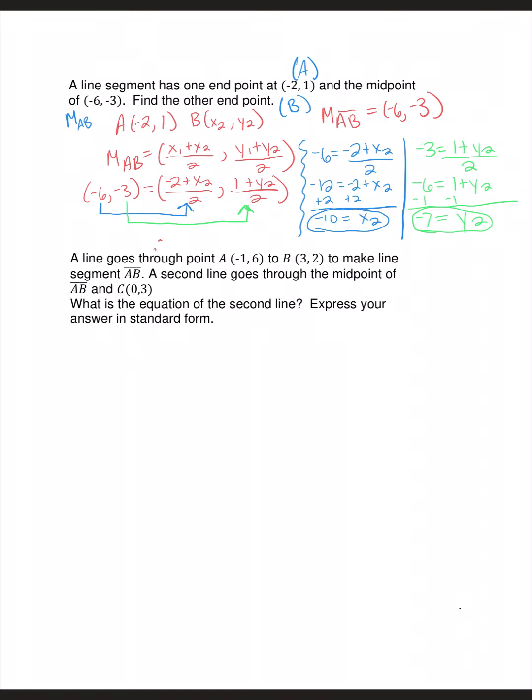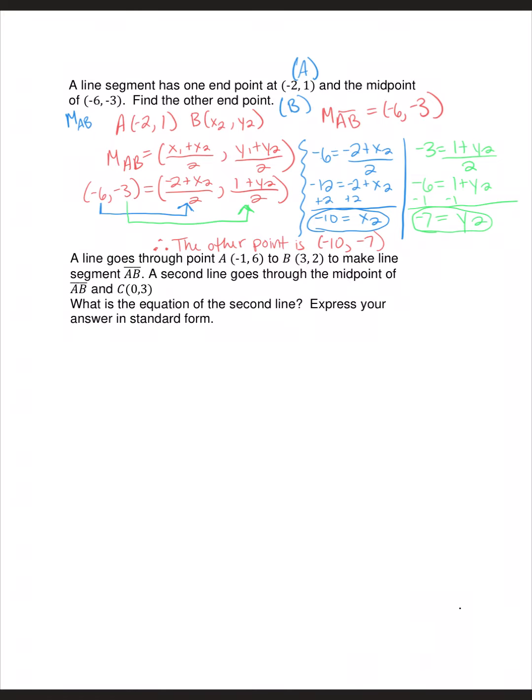So we can say, therefore, the other point is (-10, -7). Hopefully you can see how you can be asked many different questions related to the midpoint formula, and we can use algebra to find whatever's unknown in the particular situation.